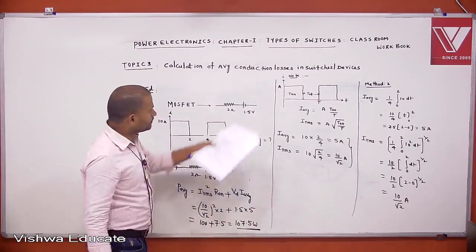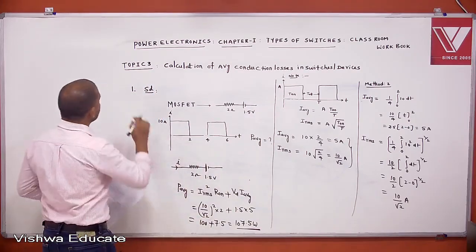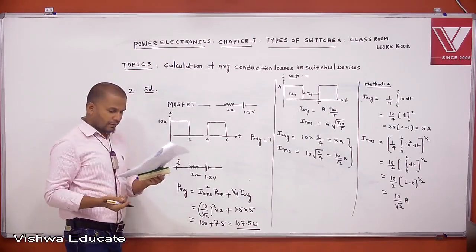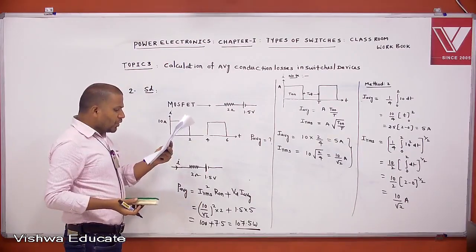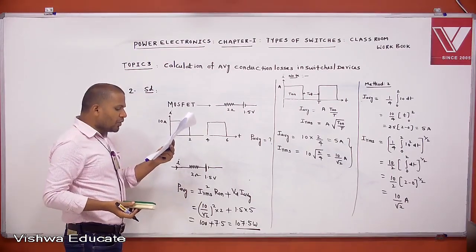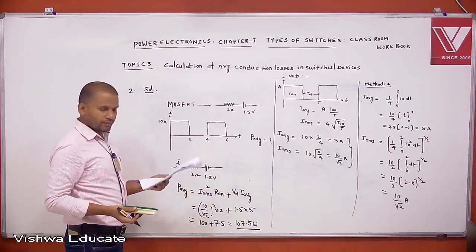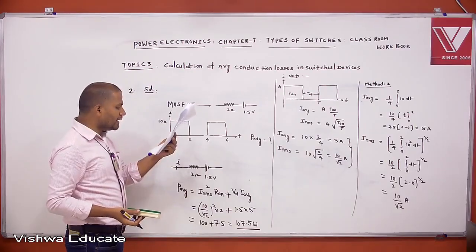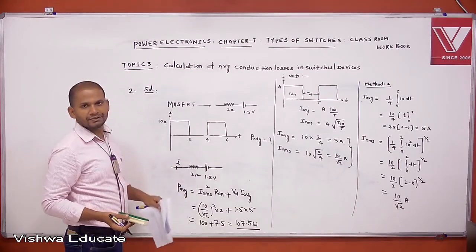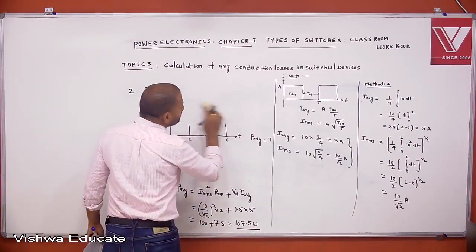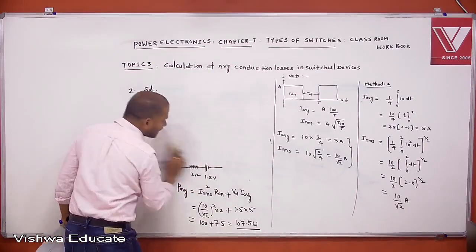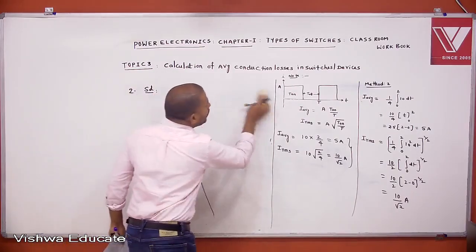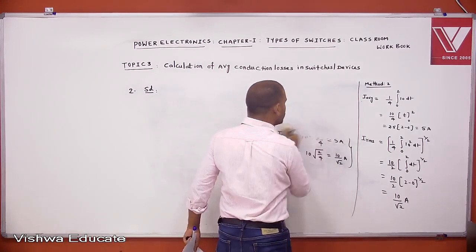See the second question. Question number 2 in topic 3. An IGBT is modeled as on-state resistance of 8 milliohms and voltage drop of 1.1 volts. A current waveform as shown in the figure is applied to the IGBT. The average power loss is dash. Given that the IGBT is modeled as on-state resistance of 8 milliohms and voltage drop of 1.1 volt.